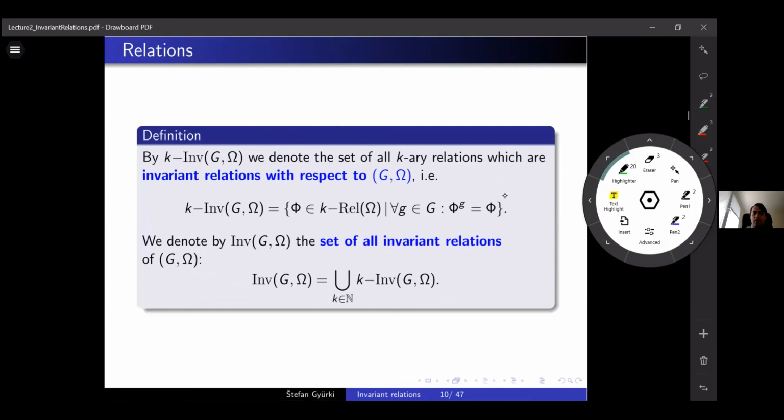And by k in the G omega, we will denote the set of all k-ary relations which are invariant with respect to a group. So to a permutation group and the chosen integer k, we can create the set k in G omega, which contains all the k relations which are invariant under each permutation of G, or each element of G. And if we take all the positive integers k and make the union of all such k invariant relations, we are obtaining the full set of invariant relations for a permutation group G.